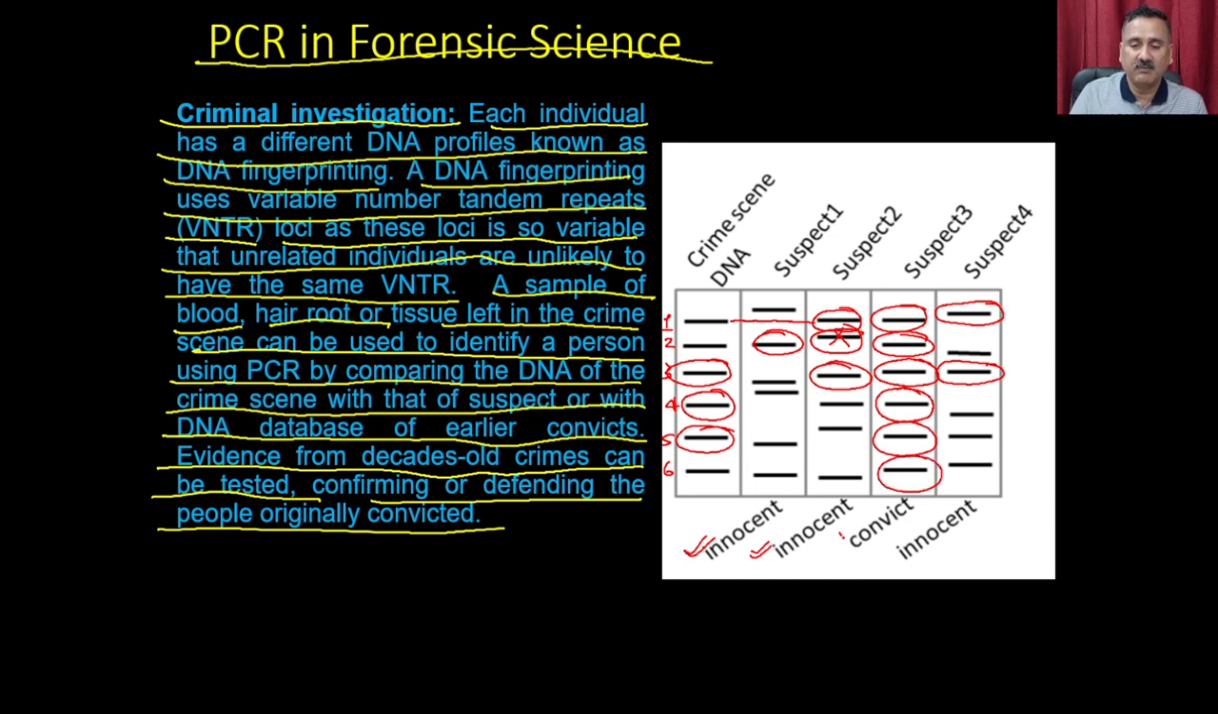So, this means this particular person's DNA profile is matching with the crime scene DNA you have isolated. This means suspect number 3 is a person who may be involved in this particular type of criminal activity. He may be the convict and he may have been present at the crime scene. So, that can be proved, and then you can do further investigations.